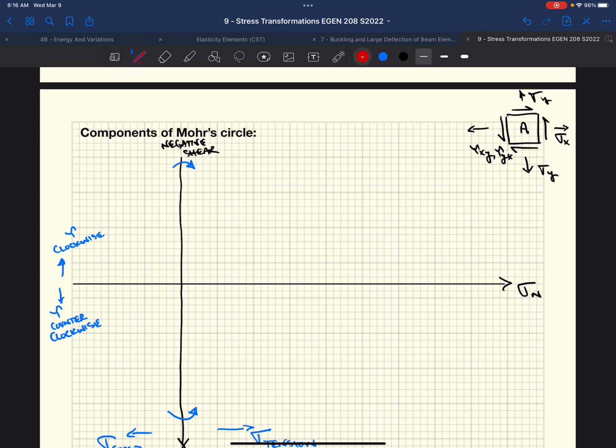So in our case, if we had some point there, that would mean we're going to be somewhere like right here. Okay, so we've got a couple points. This could be sigma x, tau xy, and sigma y, tau yx. Those are the points that we would plot on this figure.